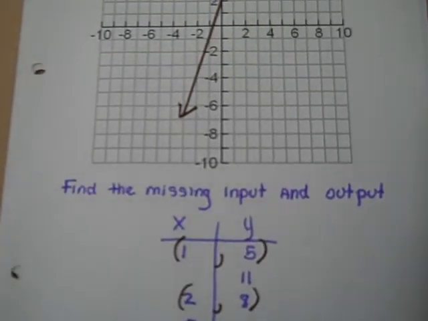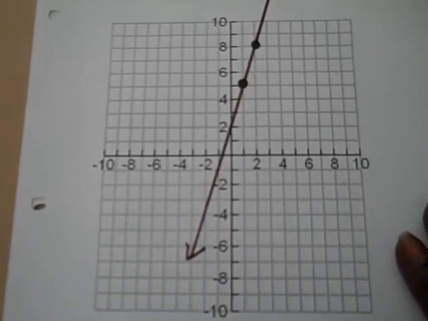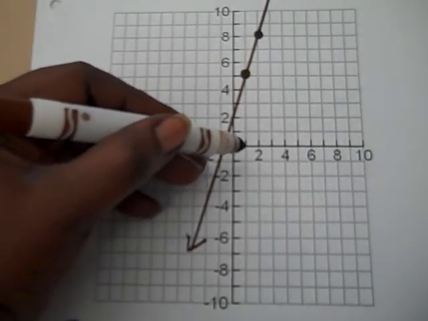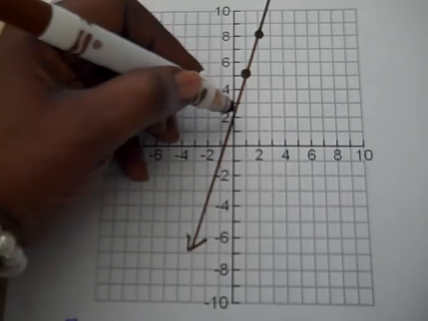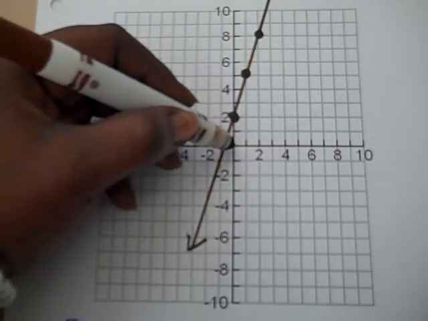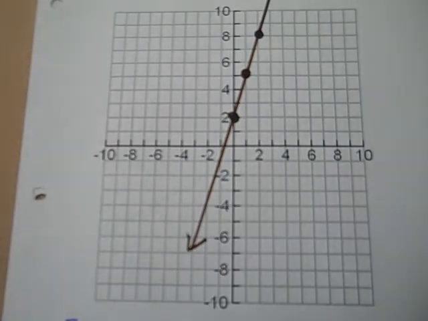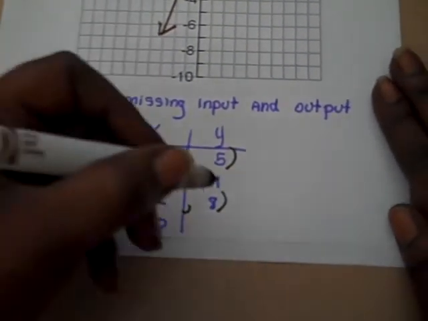So if I look at my graph, what I'm looking for is when x is 0, where are we at on the coordinate plane? So remember, if x is 0, you don't go left or right. However, if we scroll up, we see that the line crosses at a positive 2. So when x is 0, in order to hit this graph, y must be a positive 2. So positive 2 is our missing output.